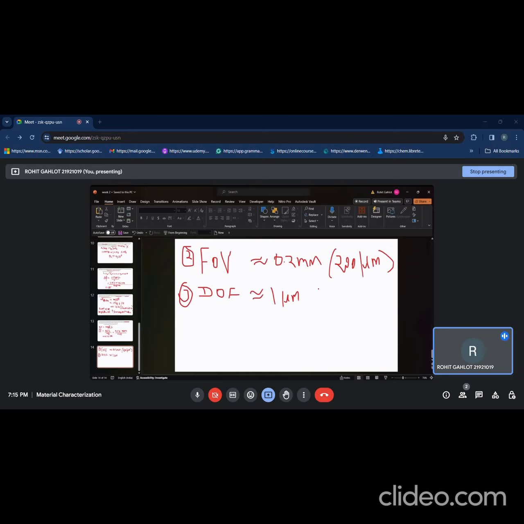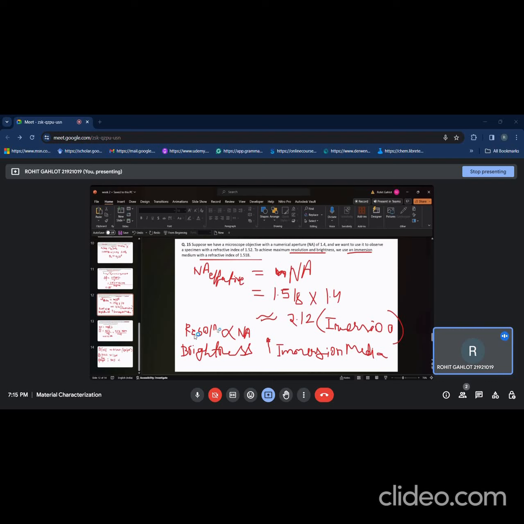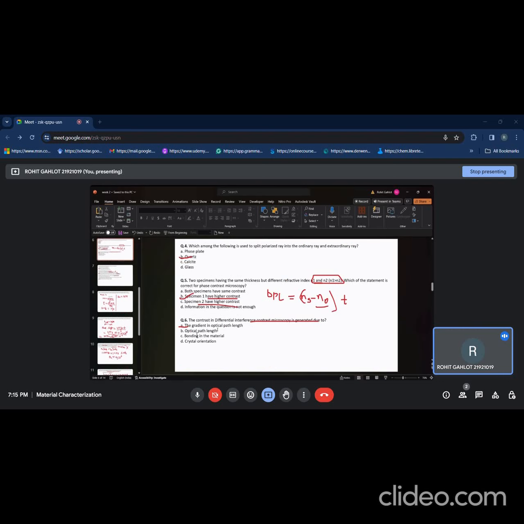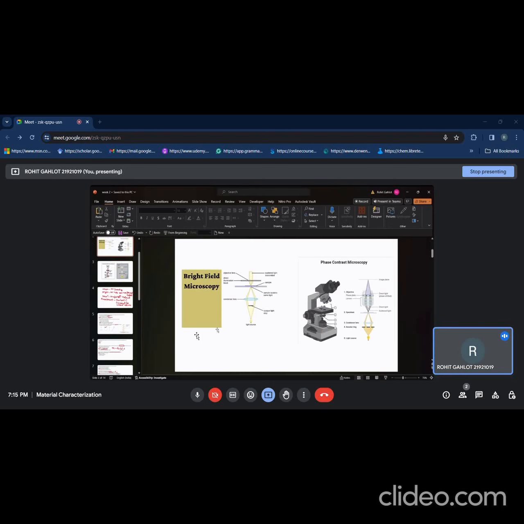For opaque microscopy, depth of field is generally less compared to your transparent specimens. Okay, so these were some of the problems which I wanted to discuss. If anyone has any doubts regarding that, we can discuss this. Okay.